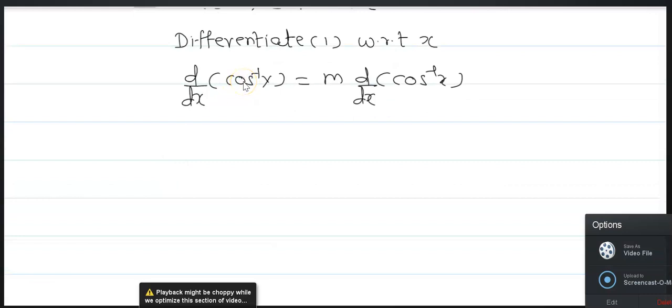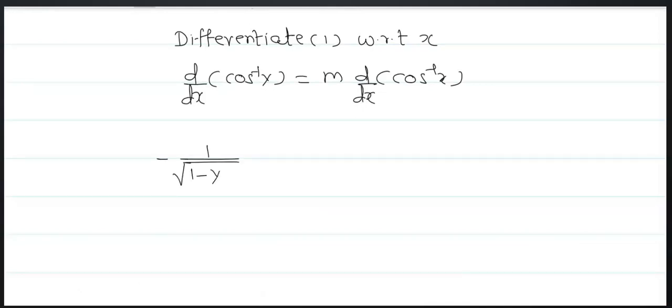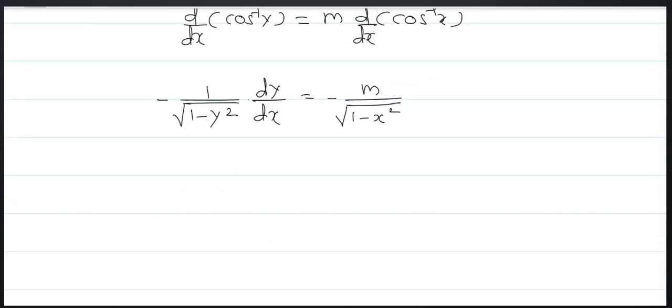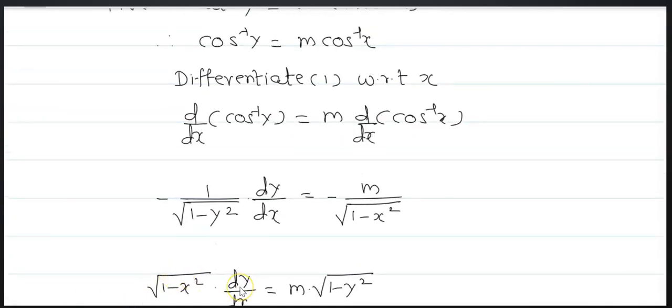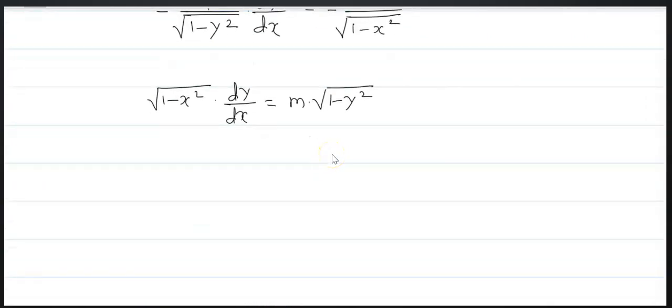Now what is the derivative of cos inverse of y? That is minus 1 upon root of (1 minus y²) into the derivative of y, which is dy/dx, equals the derivative of cos inverse of x, that is minus m upon root of (1 minus x²). Therefore, that minus minus will become plus: root of (1 minus x²) into dy/dx equals m root of (1 minus y²). Now squaring on both sides.